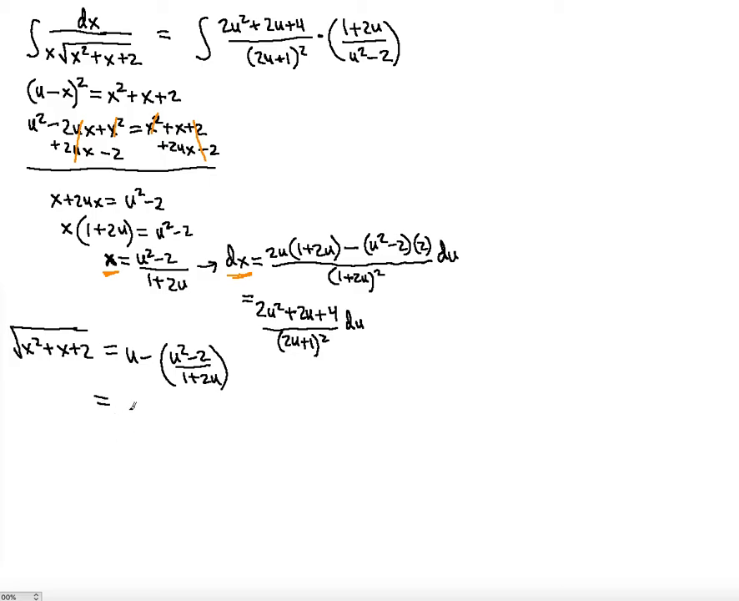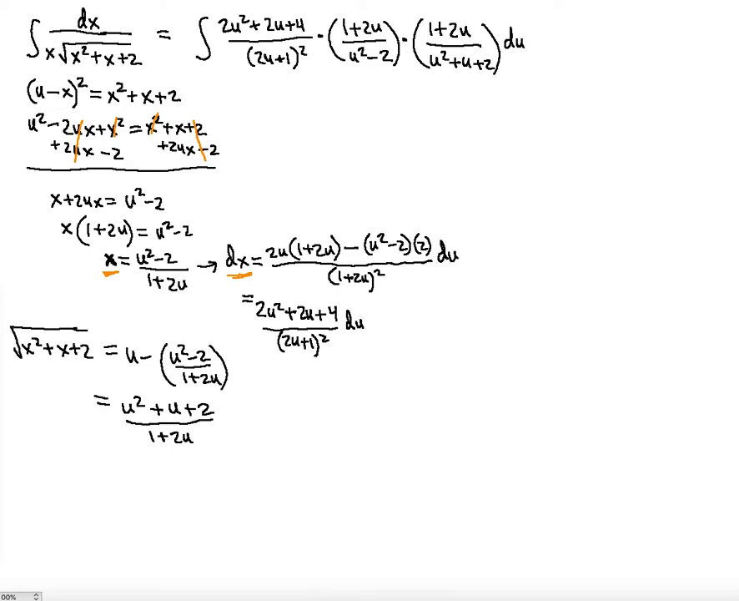So simplifying this will give us u times 1 plus 2u, which is 2u squared, minus u squared, which is just u squared, using the LCD, which is 1 plus 2u, plus u plus 2, divided by the LCD 1 plus 2u. Excellent. Since it's in the denominator, we will have to flip this: 1 plus 2u divided by u squared plus u plus 2. And now we can add the du because we're ready.